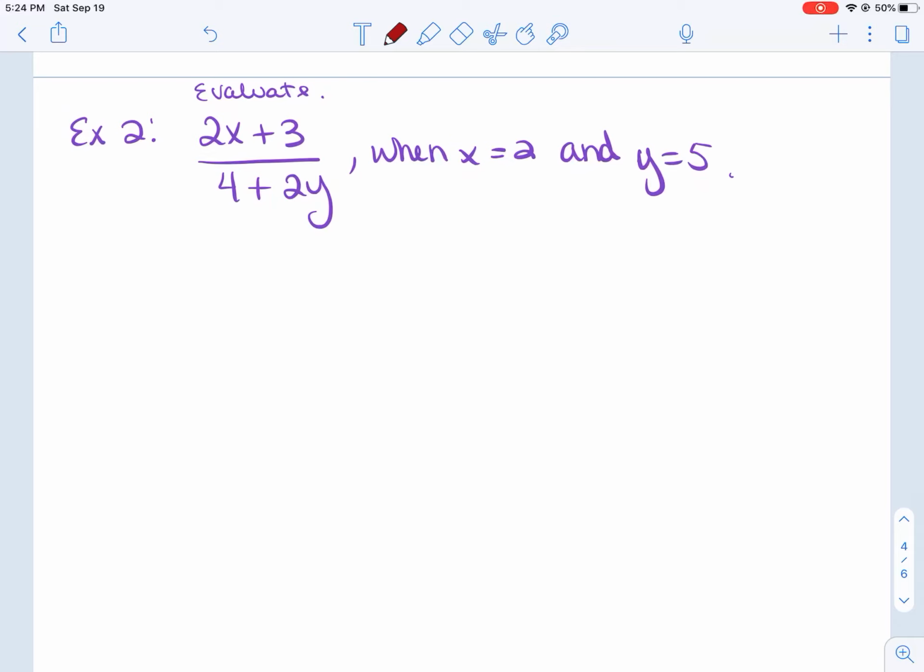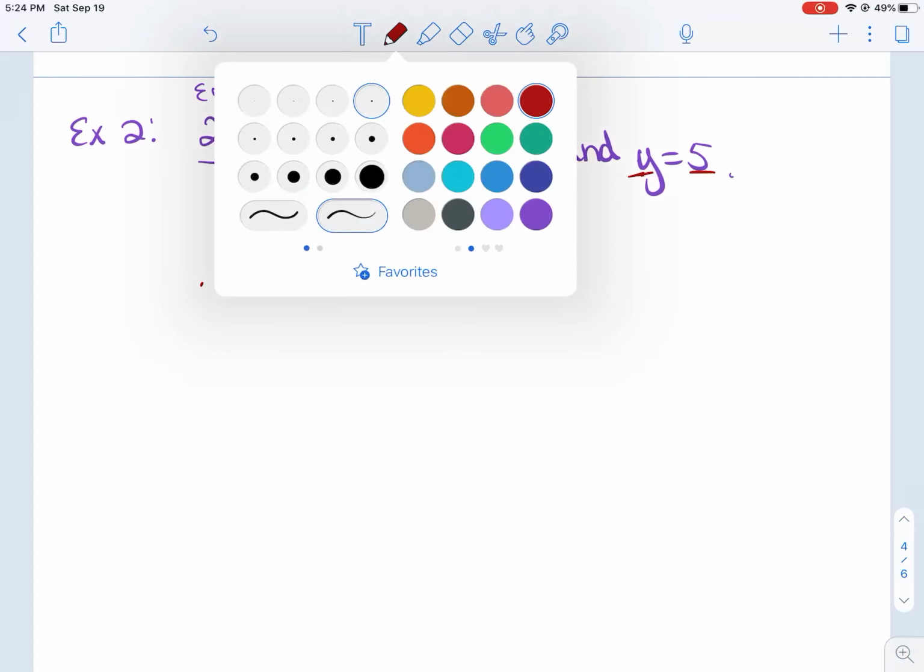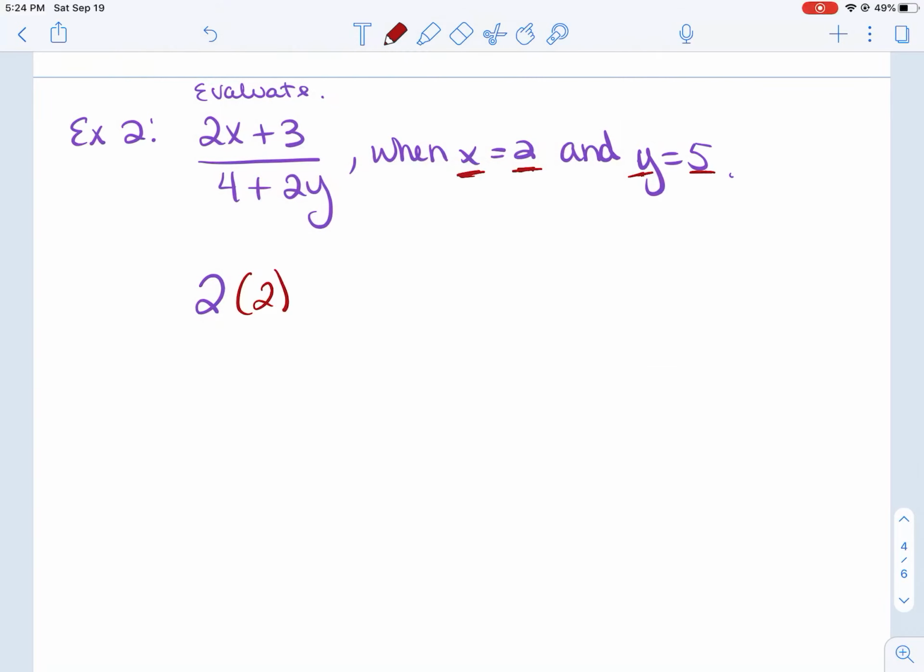Another alternative is where you may have to substitute first and then evaluate. So substitution is when you're replacing a variable with its equivalent or what it's equal to. So replacing y with 5, replacing x with 2. That becomes your first step when you're evaluating. So the first thing I'm going to do for this expression is to substitute everywhere I see an x. I'm going to replace it with 2. And everywhere I see y, I'm replacing it with 5. Okay. Now we want to simplify using PEMDAS.